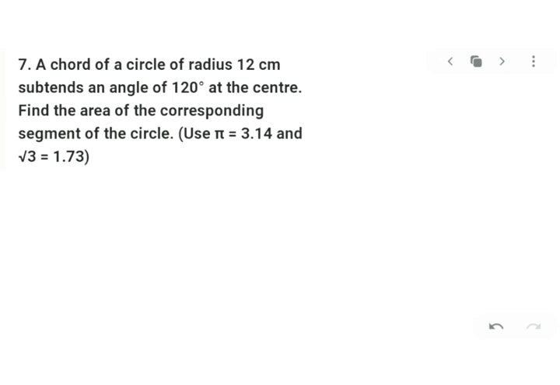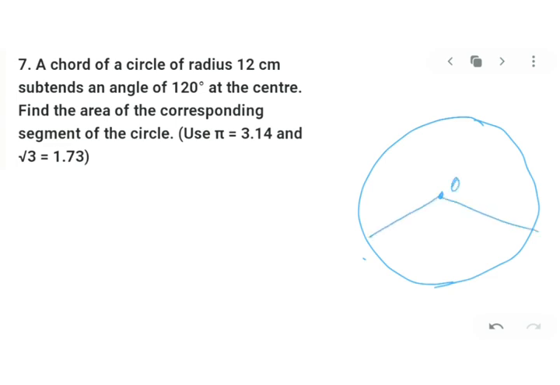Next we have problem number 7, which says a chord of a circle of radius 12 centimeter. So I'll draw a circle. This is the center. This is radius 12 centimeter. This is the chord. It subtends 120 degree at the center. The central angle is given as 120 degree. Find the area of the corresponding segment of the circle.